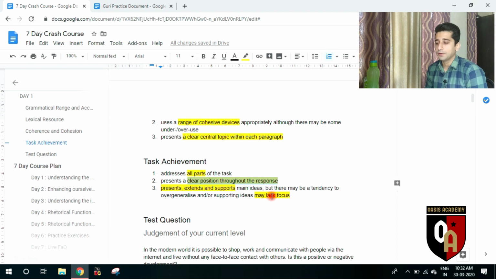Then comes the third condition, that you present, extend and support your main ideas, but it may lack some focus. This is something I would call a negative feature of a band 7 score: you develop a good response, but generally it is a little bit transitional.